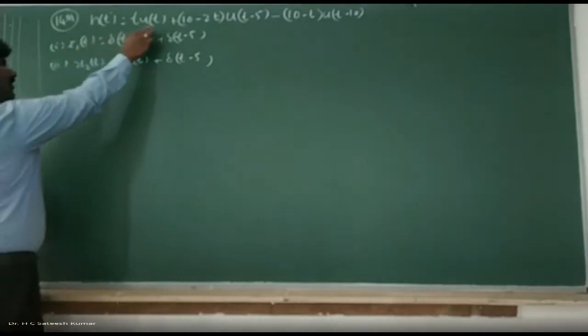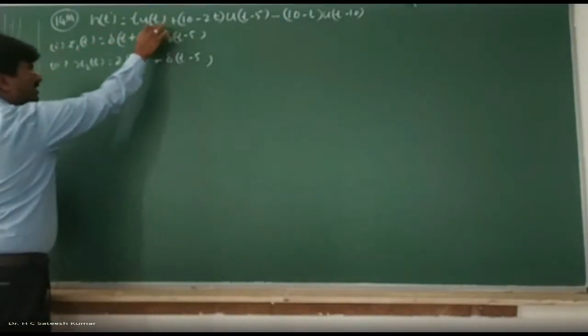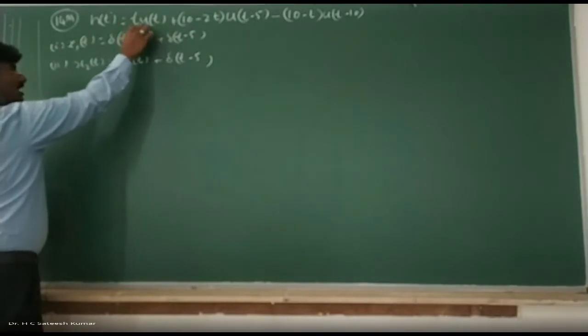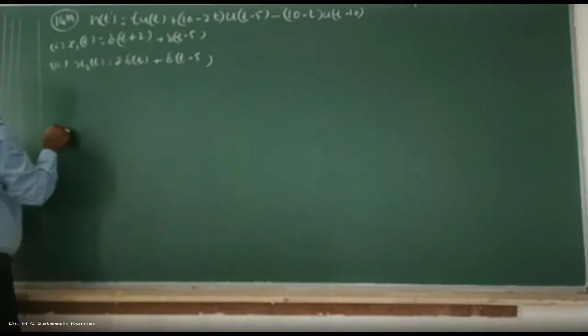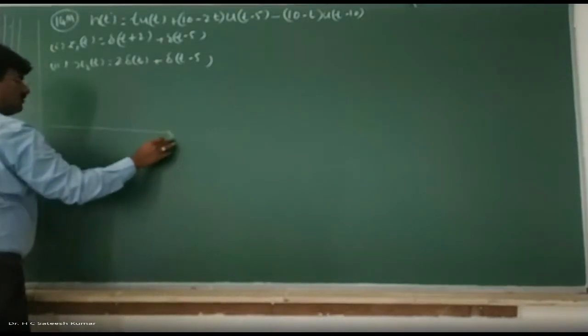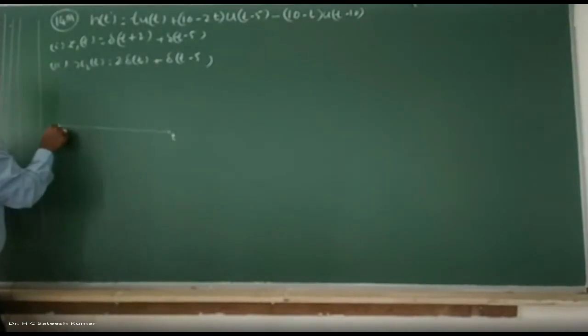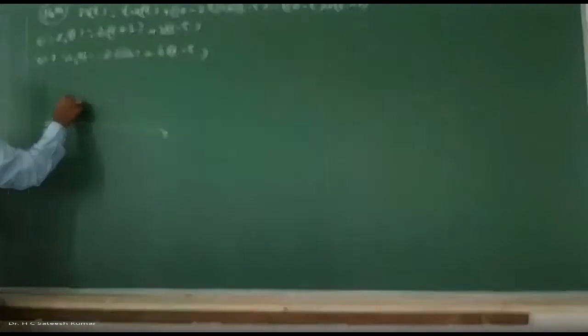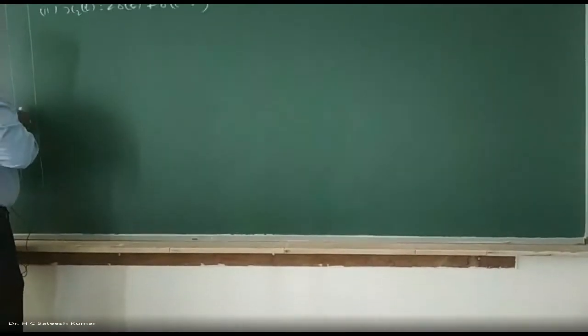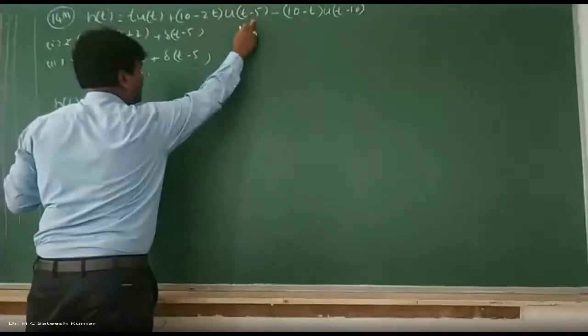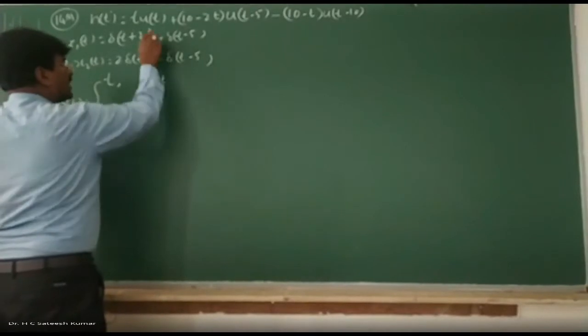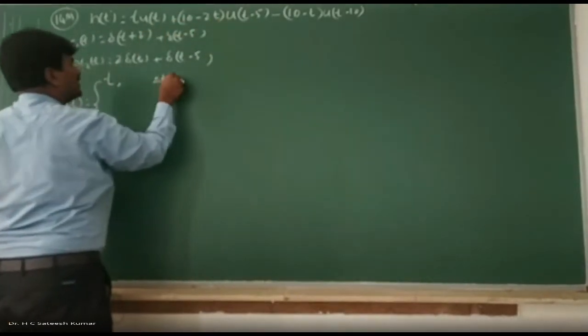Starting from where? u of t means starting from 0. I am trying to sketch the h of t. Starting from 0, its value is t. Up to what point? Let me write it. h of t is equal to t up to what? 5. So that means t lies between 0 and 5, and its value is t.